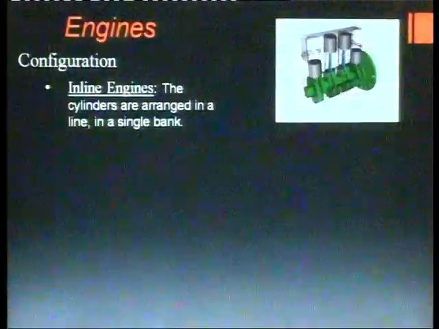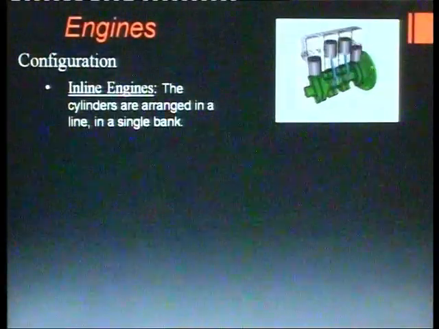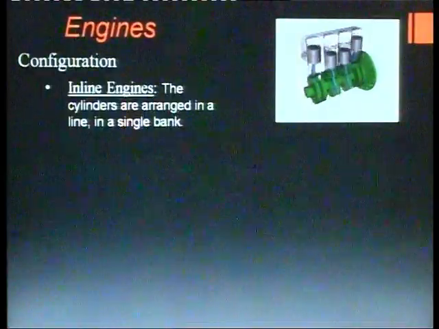Configuration of engines. Inline engines: the cylinders are arranged in a line, in a single bank. As we see generally in our engines, we are having inline engines. In our cars, in Maruti cars, in Swift or any other make of Indian car, we are generally using inline engines.